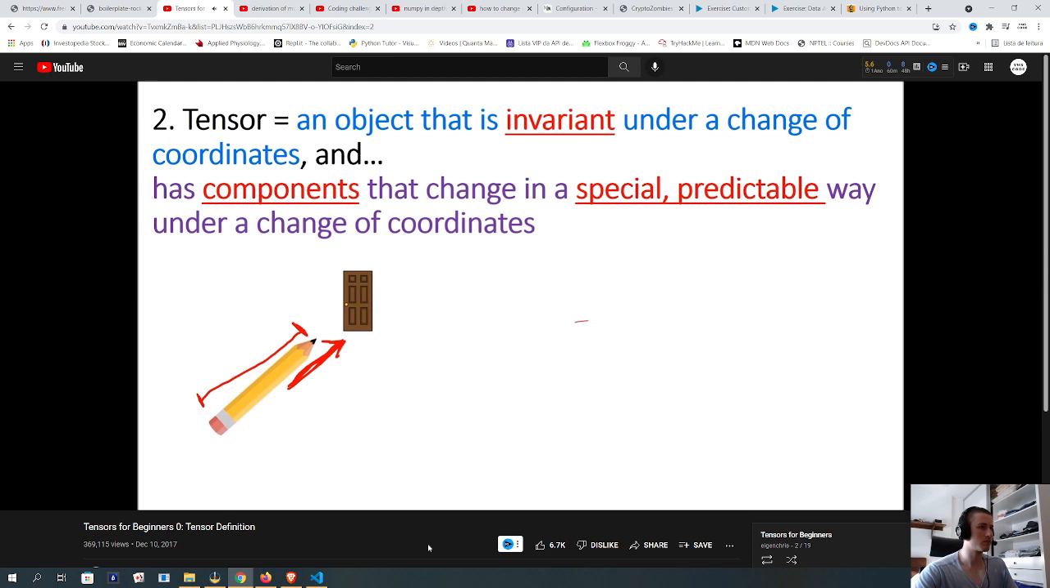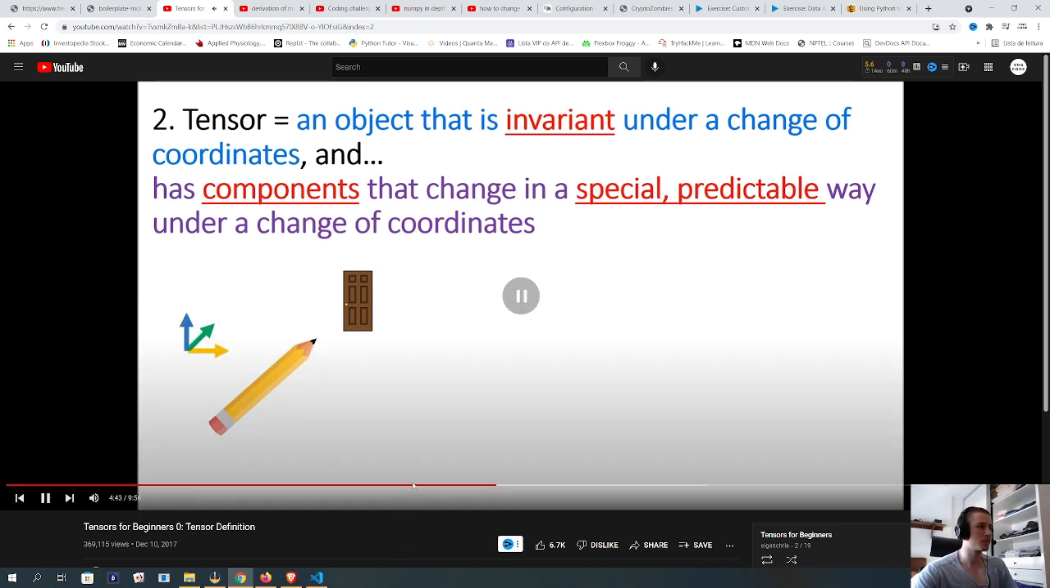Now the second part, what does it mean for components to transform predictably under a change of coordinates? Well, to start off, let's introduce a coordinate system here. So we have a nice... So basically the dimensions of the vector don't change in relationship to the different reference frames. That's why they're covariant.